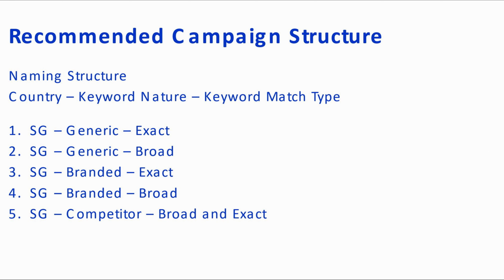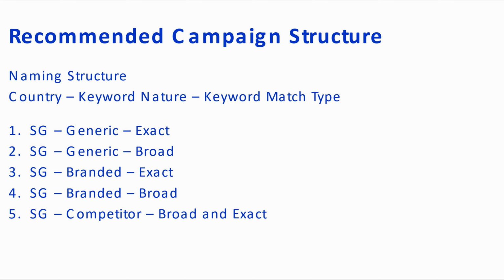So when you look at the structure itself, which I'm going to put a picture over here that you're going to see, you will see Singapore generic exact, Singapore generic broad, Singapore branded exact, Singapore branded broad. So as you can see, there are 4 kinds of campaigns just for one country. So the reason why we want to split up into the different keyword match types, we want to split up into the different keyword nature, which is talking about generic or branded, and also splitting up into different countries, is so that we are able to optimize better when we get more data.